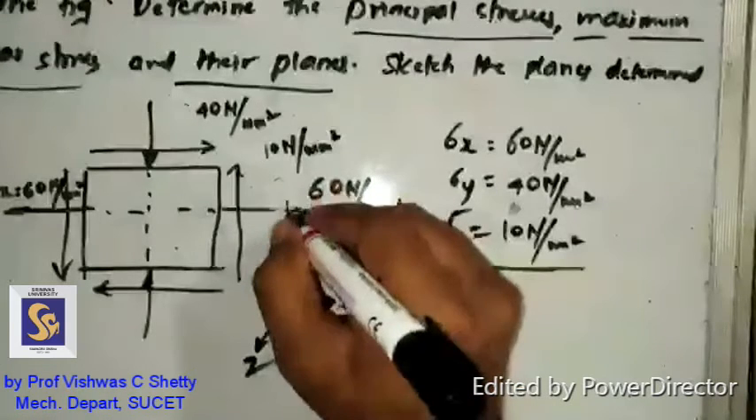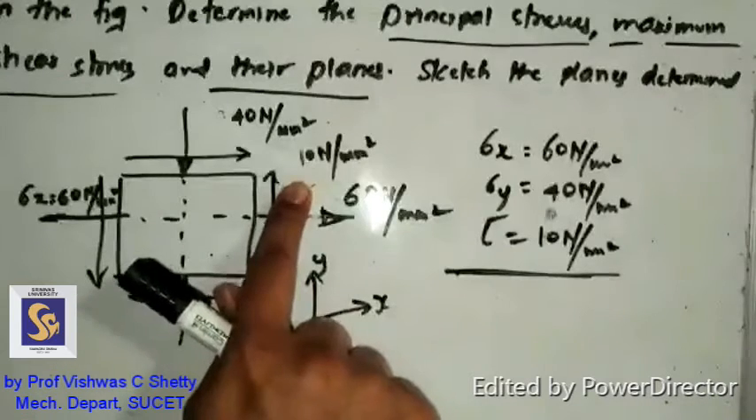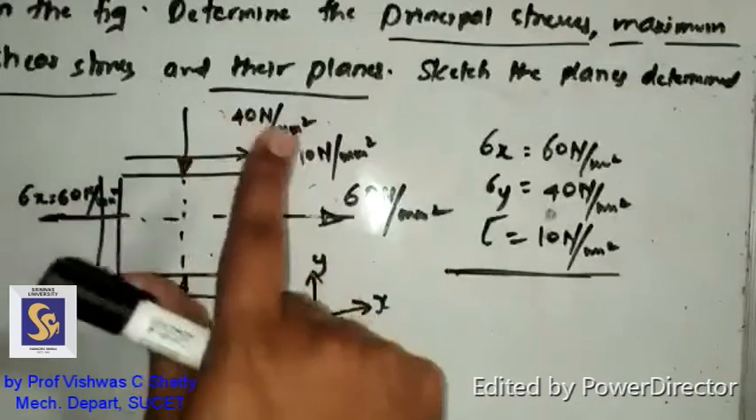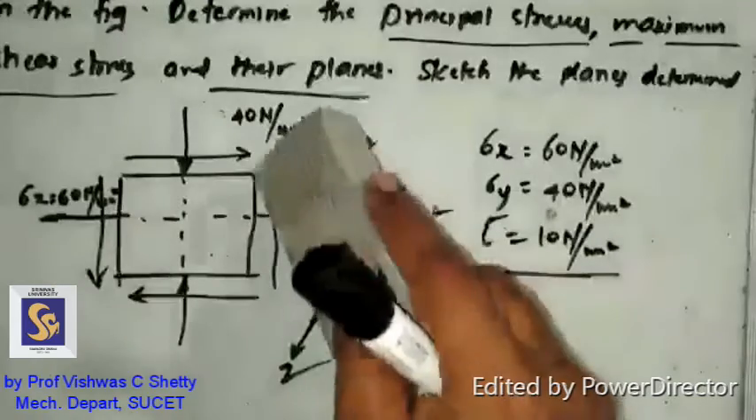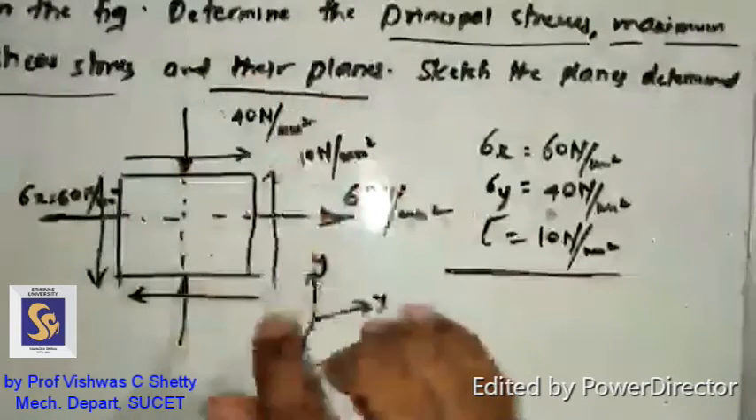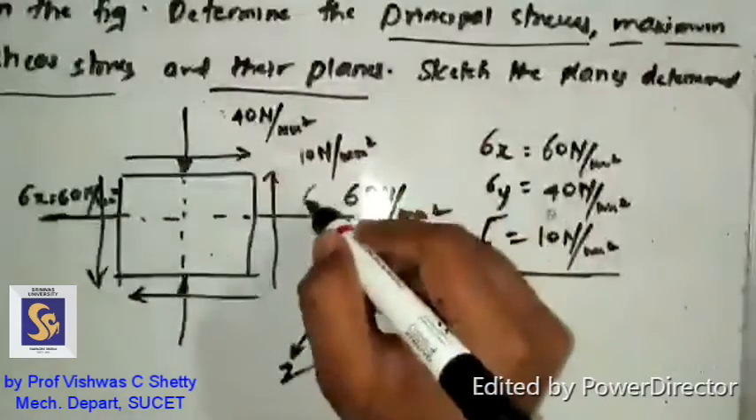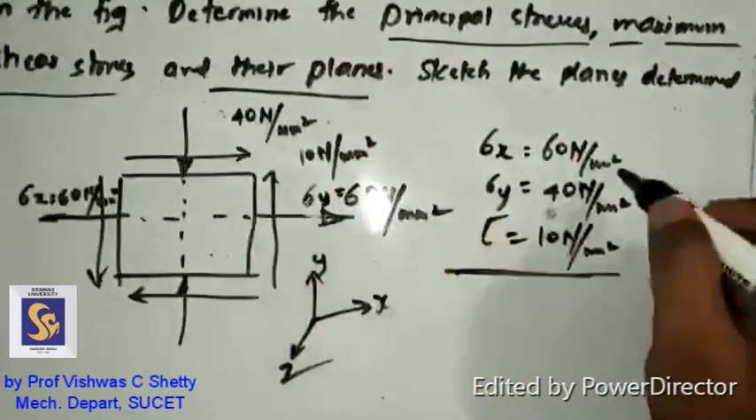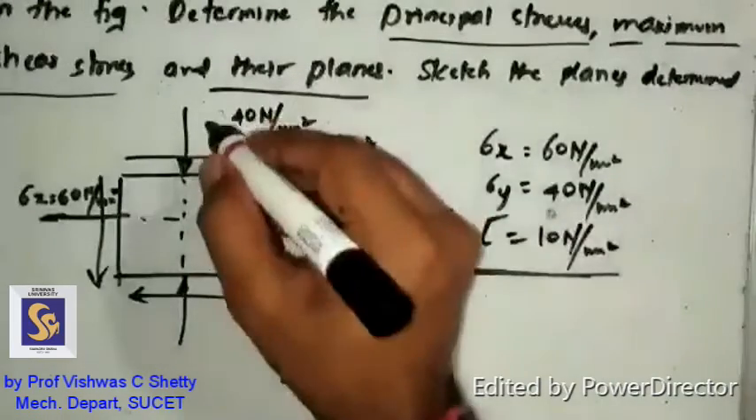Sir, can we take sigma x as compressive and sigma y as tensile? Yes, you can; the answer will be the same. In the exam, it will not be specified whether it's sigma x or sigma y; they'll just give you numbers like this. So you can take the coordinates accordingly. It won't matter where you take it. Only you have to consider the sign. Say for example, I'm taking sigma y as tensile and sigma x as compressive. Then you have to change the sign accordingly.